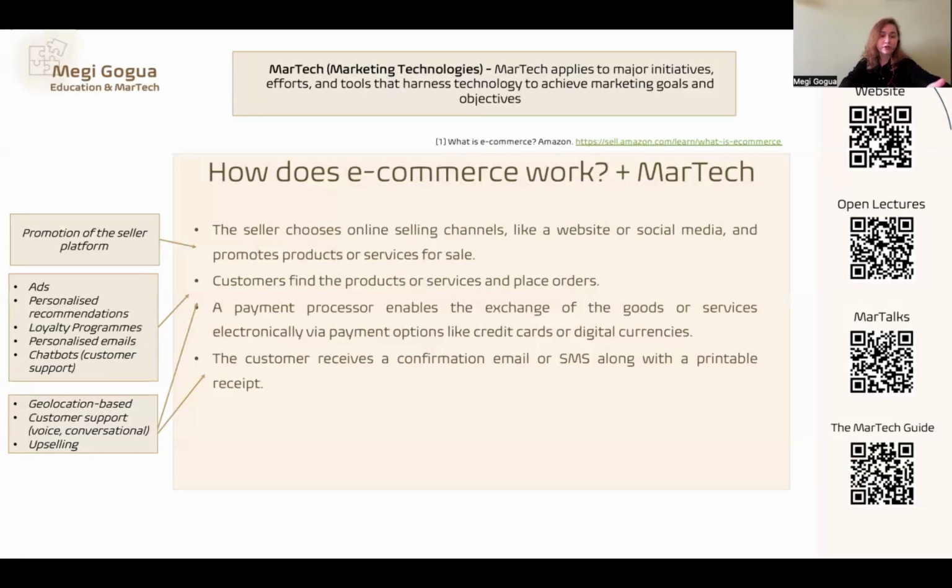Customer support through voice and conversation, like textual based chatbots as well. I mean, where's my delivery? What's the return policy? What are frequently asked questions? All this stuff falls under that.